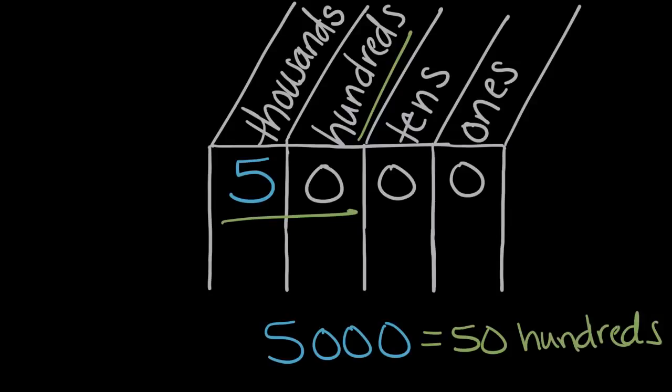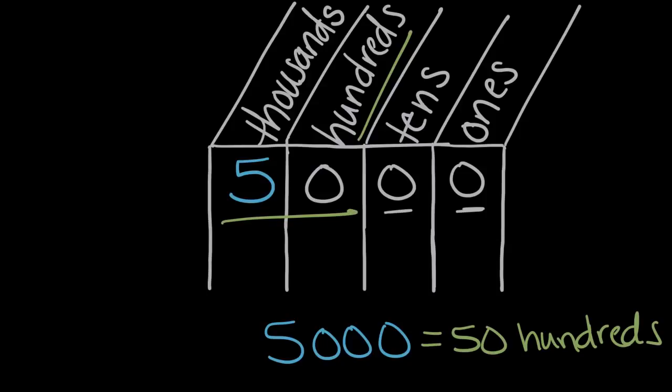And we don't have to include these last zeros on the end, because just like thousands implied 3 zeros, hundreds, by saying hundreds, we've essentially implied that these 2 zeros are there. So 5 thousands is equal to 50 hundreds.